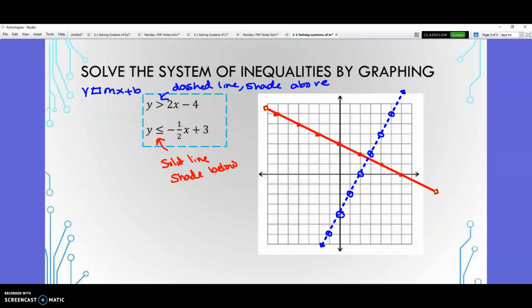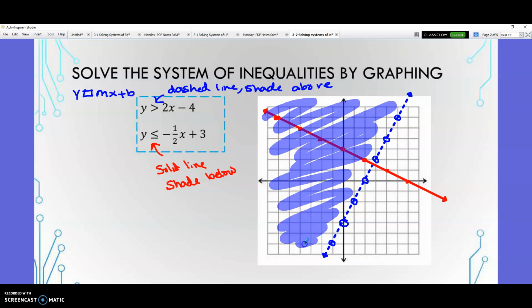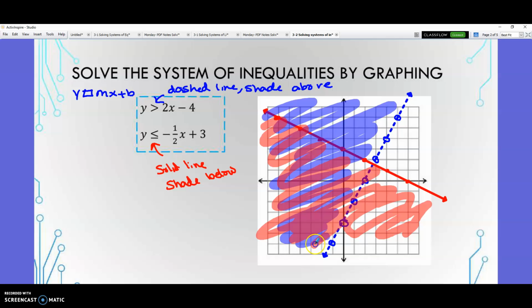Okay, now with the shading. For the first one, the blue line, it was shaded above. So I would technically shade all of this area. Let me turn that blue. I would shade all of this area because that is above that line. For the red, we're going to shade below this red line, so all of this would be shaded, because that's below the red line.